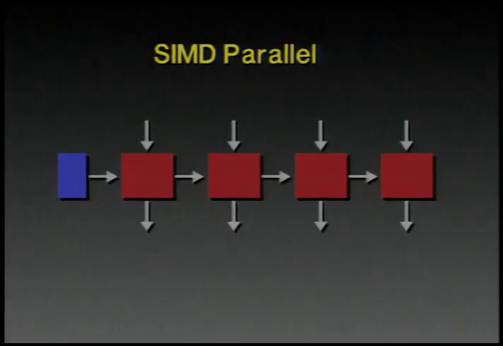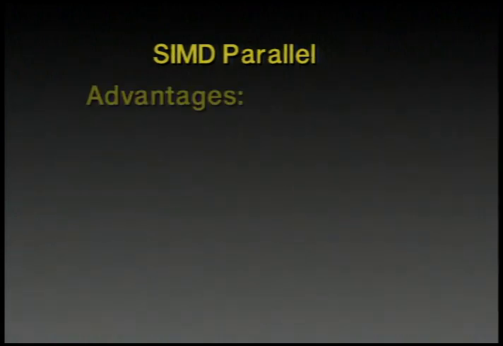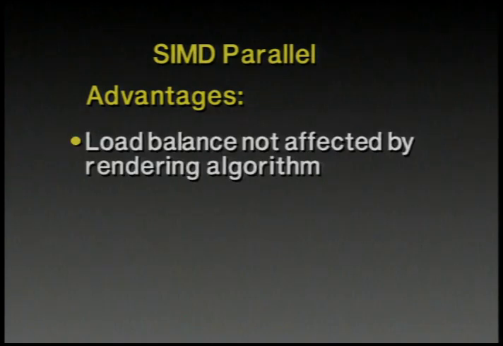All right, the second organization we'll talk about for vertex transformation is a SIMD organization. In the SIMD parallel configuration, each data path typically handles a single vertex, and all data paths are controlled by a single sequencer, again seen here in blue. The advantages of a SIMD system. One, load balancing is not affected by the rendering algorithm. So here the depth of the system is a depth of 1.